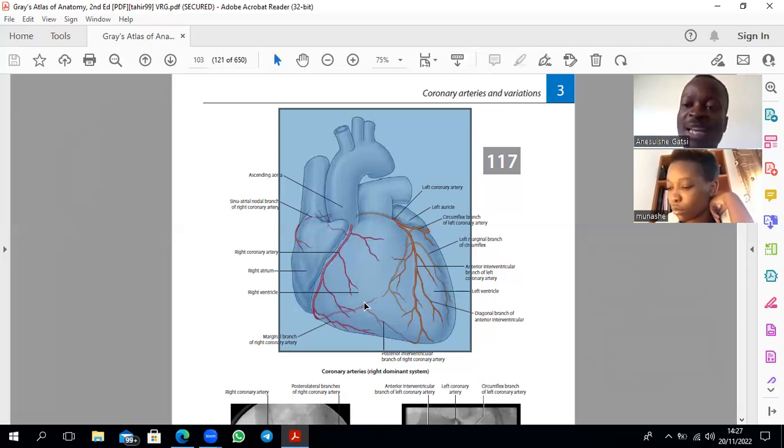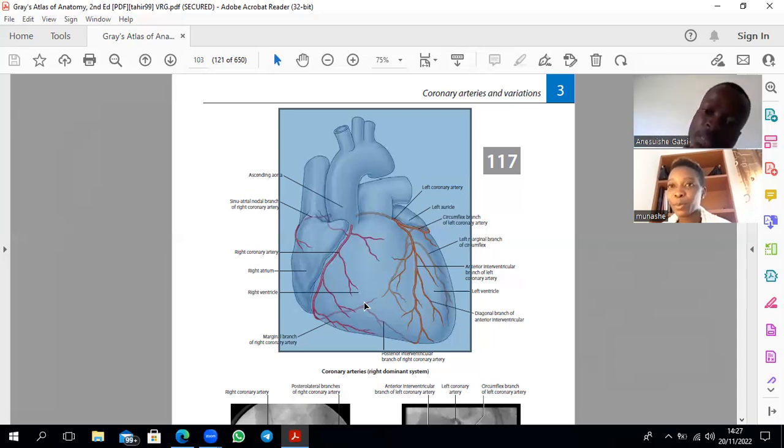And for left dominance, it's 10%. So in 10% of the people, the left coronary artery will give us the posterior interventricular artery. So we are saying we can get the posterior interventricular artery either from the left or the right. But for 90% of the population, it comes from the right and then 10% from the left. Okay, I got that.